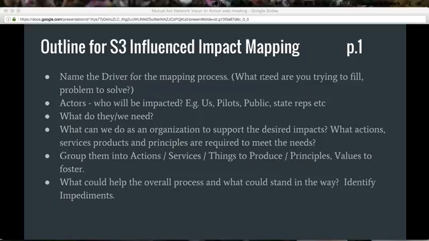It's construed a little bit differently, but one of the things that I think is really important, and it takes a little while sometimes to get used to the terminology of the driver, is that at the very beginning, you name the driver for the process that you're doing. And what that really means is, what need are you trying to fill, or what problem are you trying to solve?